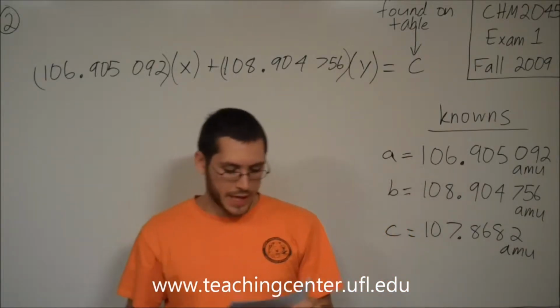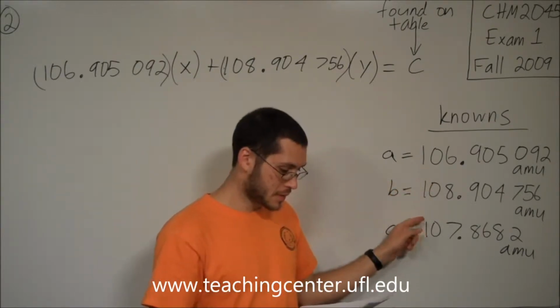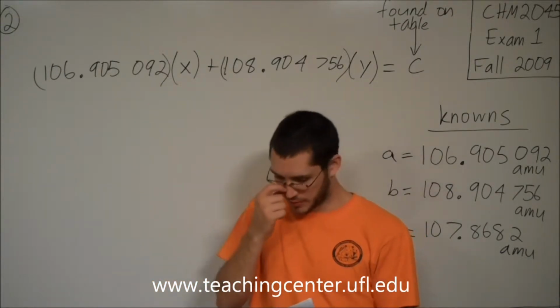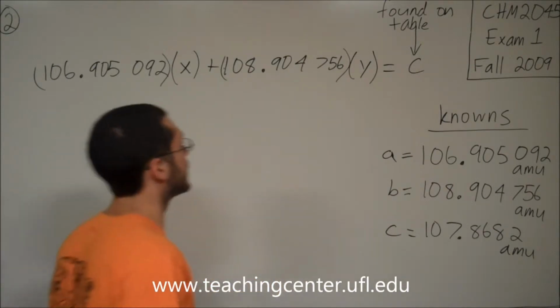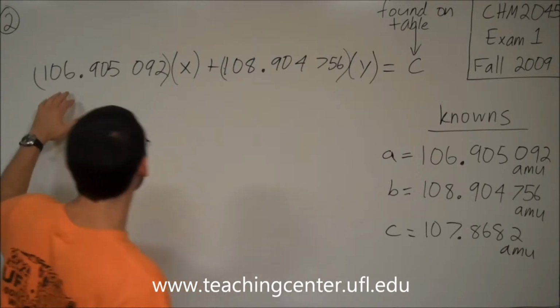Number 2 says, silver has two naturally occurring isotopes with masses of this and this, and it asks, what are the percent abundances of each isotope, respectively? There is a percent abundance equation that you must know for your exam, and it looks just like this.